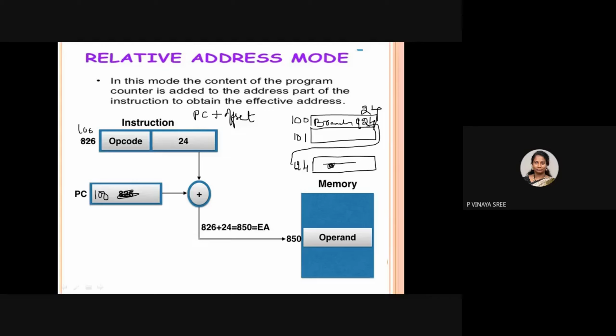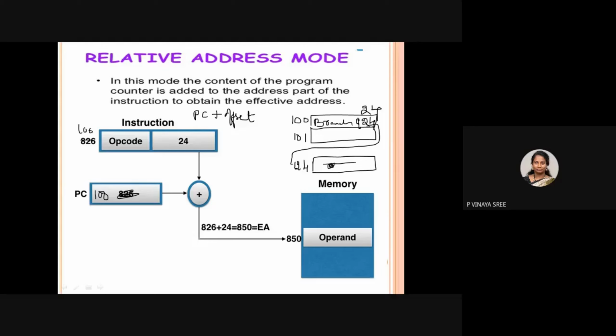Whenever in the question it is asked relative addressing mode, one of the registers will be the program counter. So program counter plus the address part of the instruction, if you add, you will be getting the effective address. You use relative addressing mode when there are branch instructions, jump to a particular location, or subroutine call. In such cases, the number of bits occupied for storing that instruction address inside an instruction will be less.